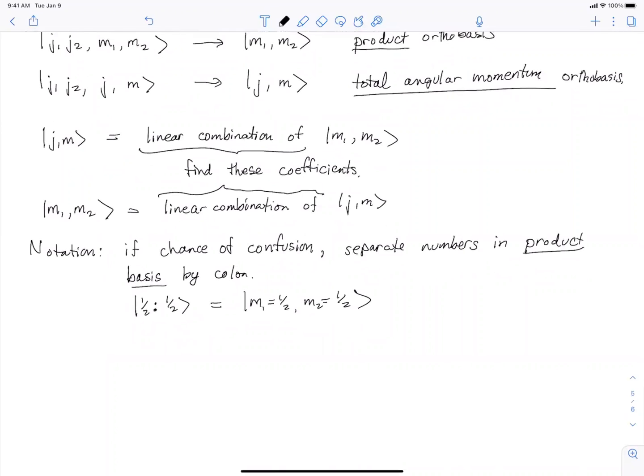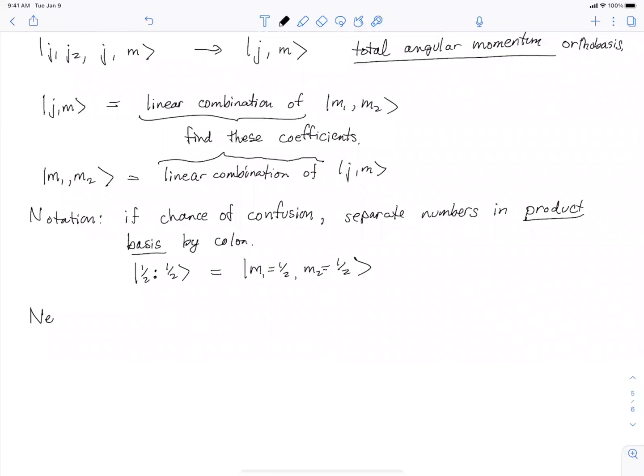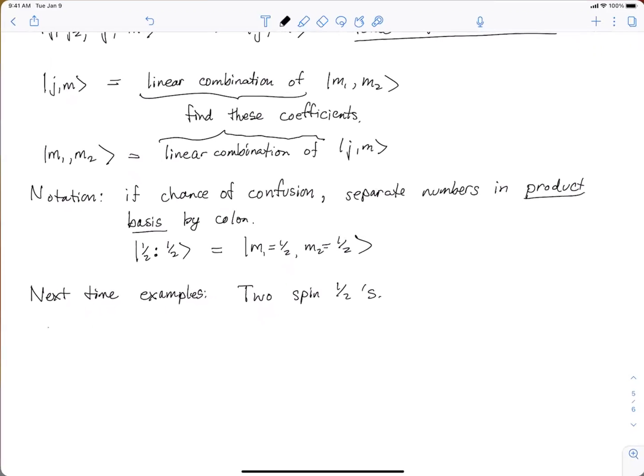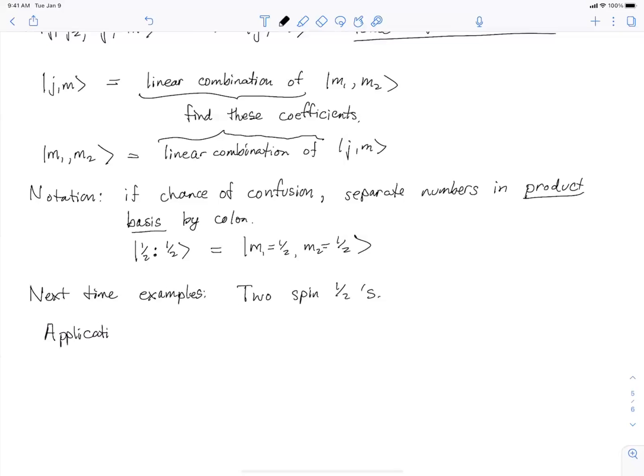Okay, so I think that's about it for today. Next time we will start doing examples. The examples we will do include 2 spin 1/2. So we'll figure out what the coefficients are between the product and the total angular momentum basis. That was sort of classical example number 1. And then we will do an application. We'll actually be able to figure out the hyperfine splitting of the hydrogen atom from this information. Okay, and so that will be on Monday.